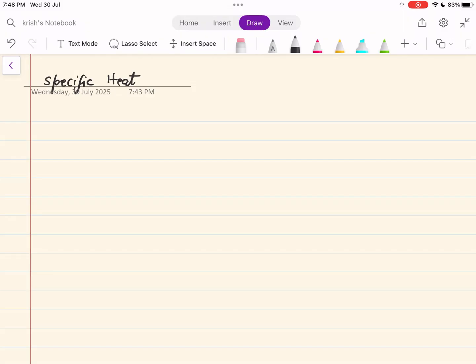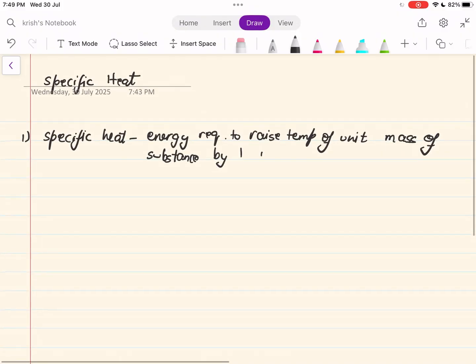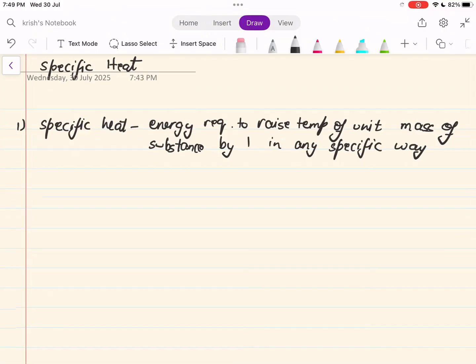So, specific heat is defined as the energy required to raise the temperature of unit mass of substance by 1 degree in any specific way. This is just a definition to give you an idea.